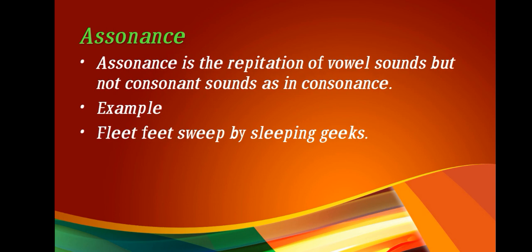Assonance is the repetition of vowel sounds but not consonant sounds, as in consonance. It is opposite to alliteration. Example: fleet, feet, sheep, wife, sleeping geeks. The E sound is repeated.